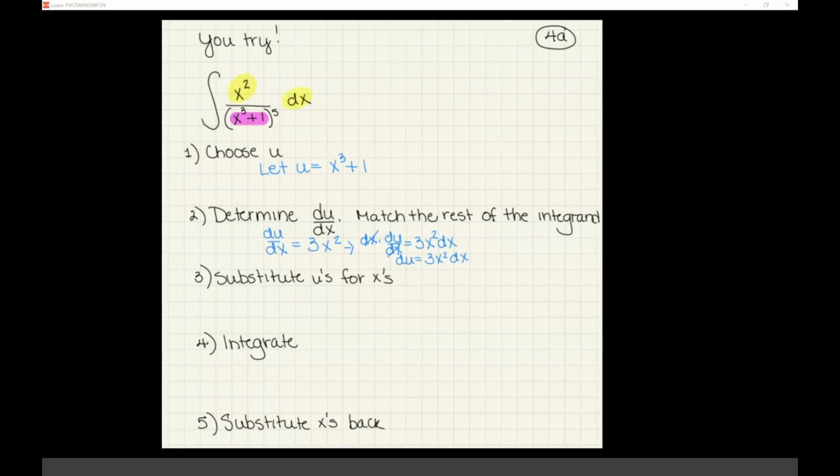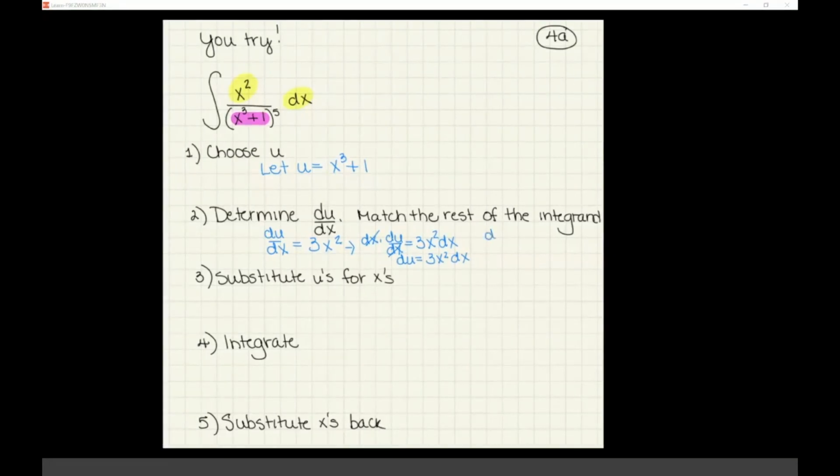Yeah, divide 3 out from both sides. So this is going to give me du divided by 3 equals 3x squared dx divided by 3. Okay, and that's going to leave me with du over 3 equals x squared dx. Okay, and now that's a match. If you take a look at the integral, this x squared dx matches the stuff in yellow. The only suggestion I have is rather than writing du over 3, I'd write 1/3 du equals x squared dx.